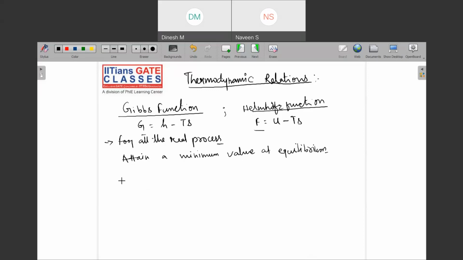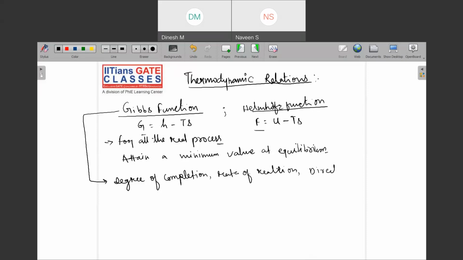Next. And we have seen numerous times that questions have been asked from this statement, which I am writing: degree of completion, rate of reaction, direction of the chemical reaction. These are all decided by whom?